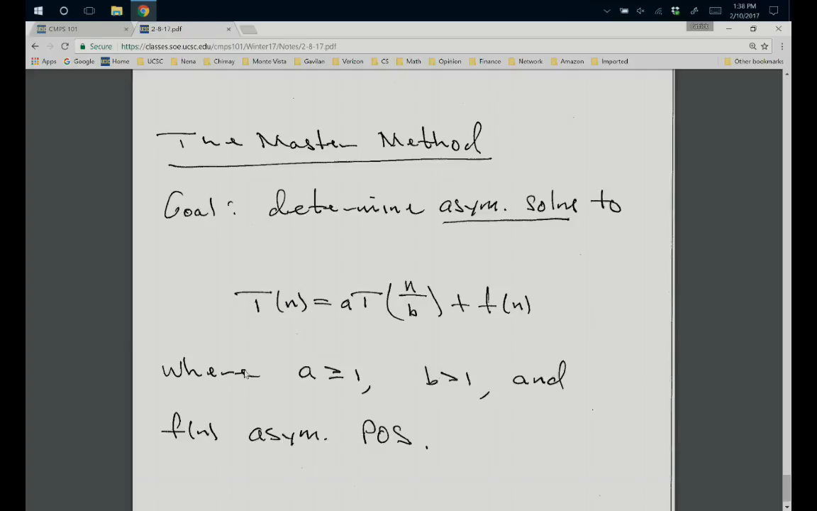We compare f of n to n to the power log base b of a. Now, a and b are fixed constants. So log base b of a is just a number. So that function is just a polynomial, right? It's just that its degree is written in a weird way. So don't get freaked out by the fact that you have n to the power log base b of a. We're always comparing f of n to a polynomial. When f of n is itself a polynomial, doing this comparison is trivial. It's really easy to see.